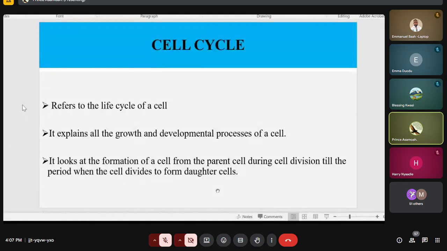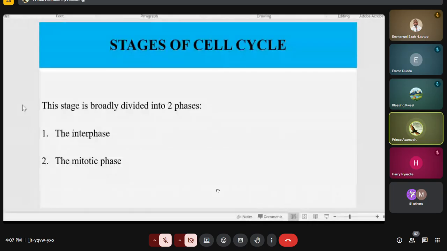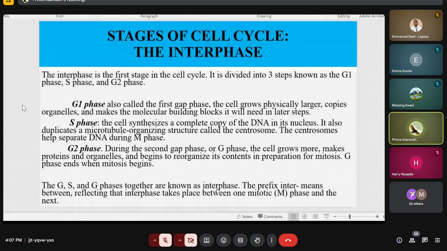Okay, so there are two main stages of the cell cycle. The first is the interphase, and the second is the mitotic phase. We are looking at the interphase and the mitotic phase. Let's go one by one.